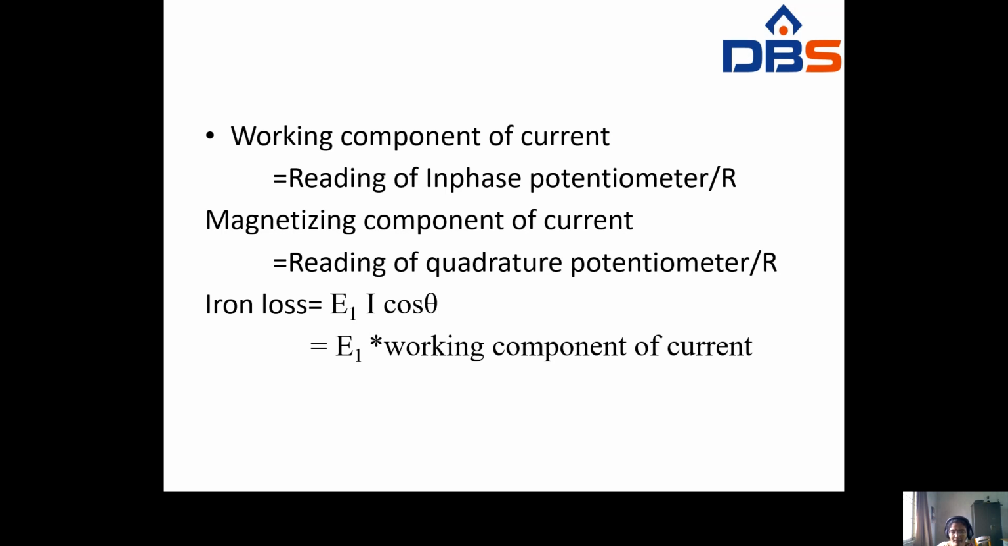These are the methods to find out the iron losses. What are those? Wattmeter method. Next one is the bridge method, and the third one is the AC potentiometer method. In the bridge method, we again have two methods: Maxwell's bridge method and Campbell's bridge method.